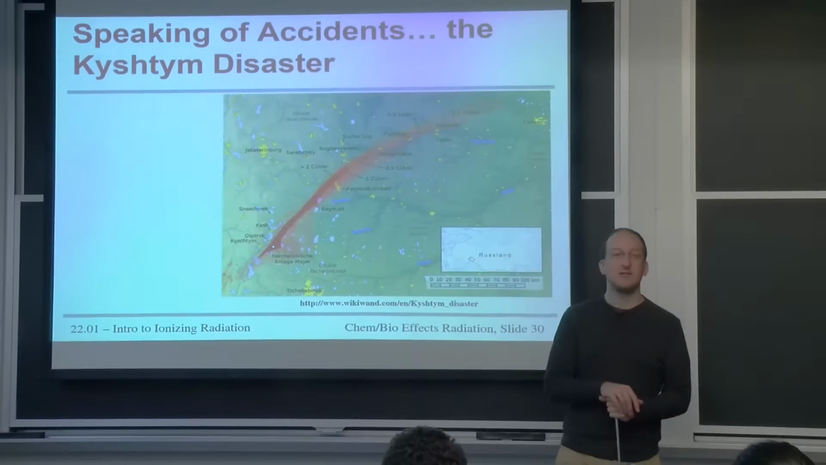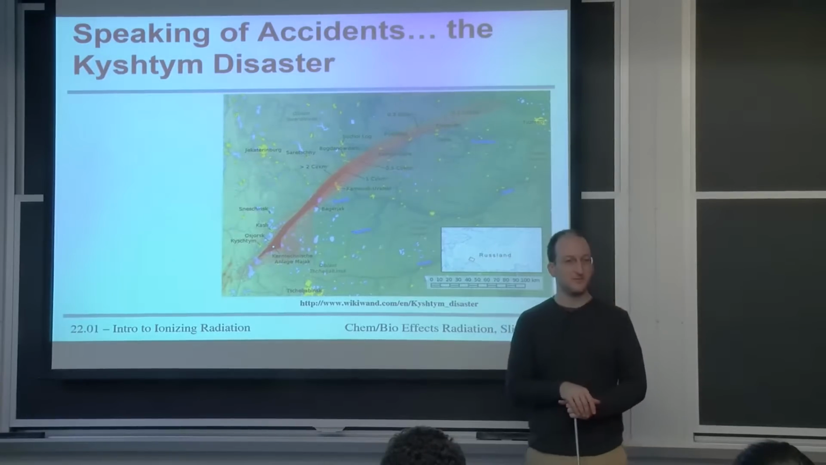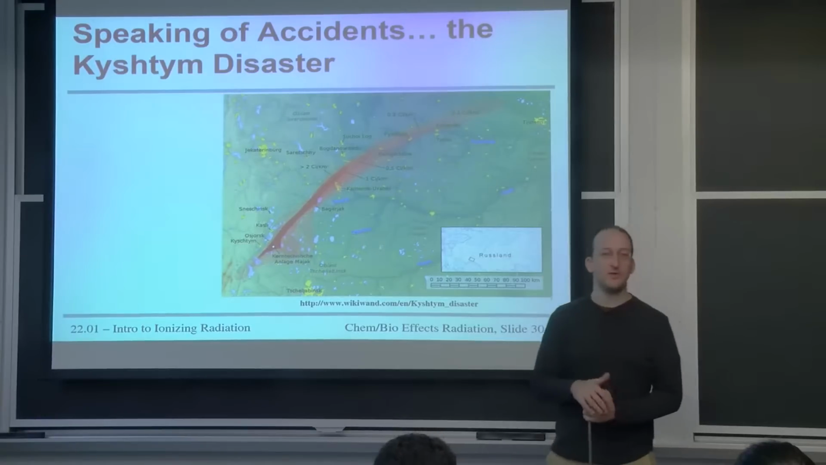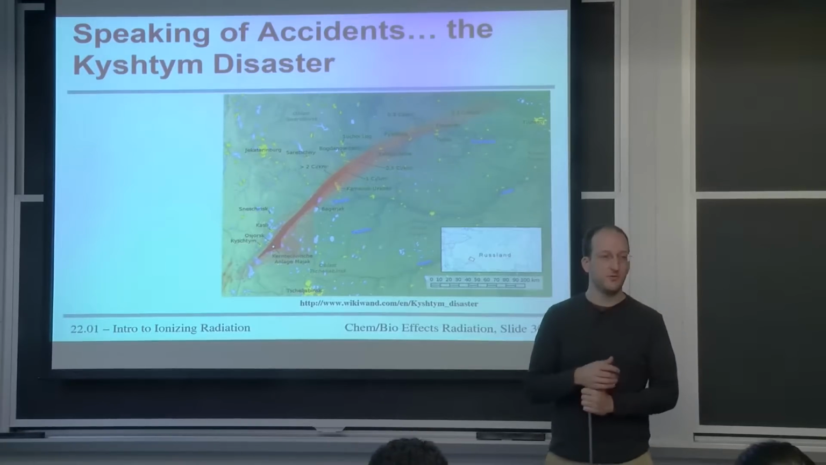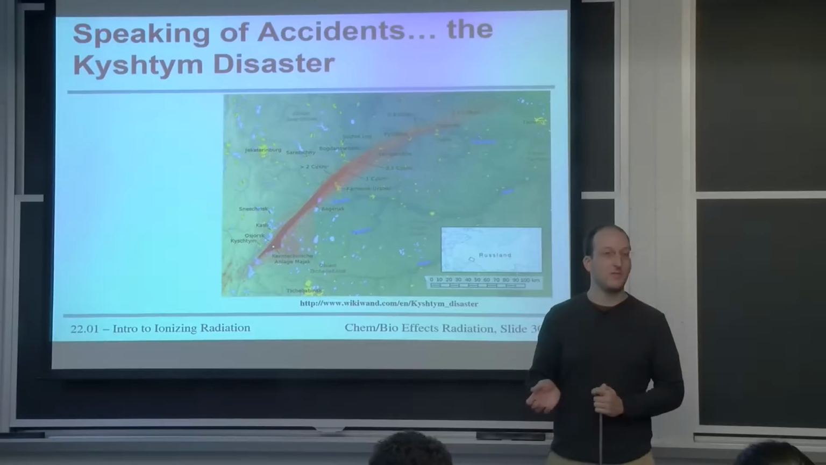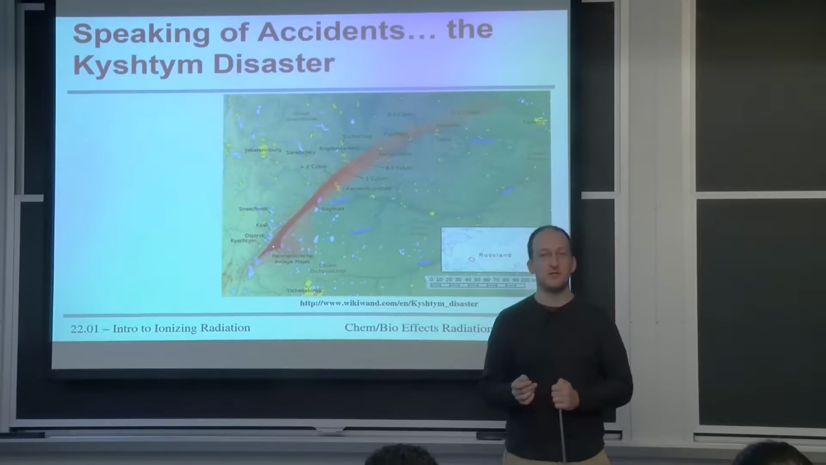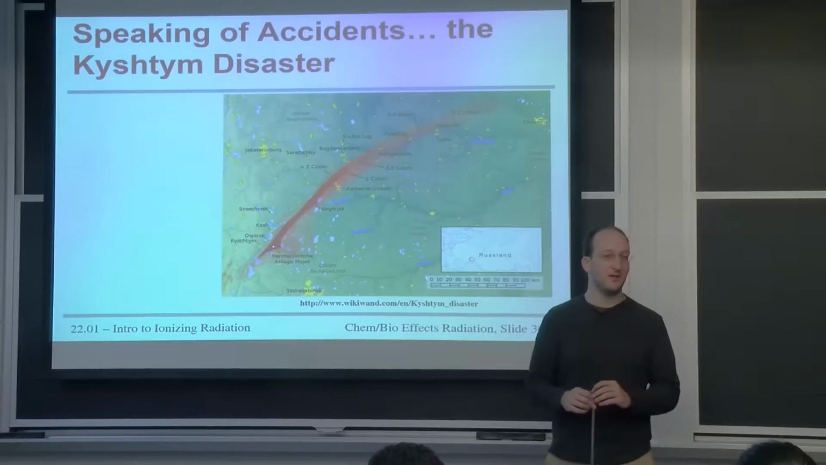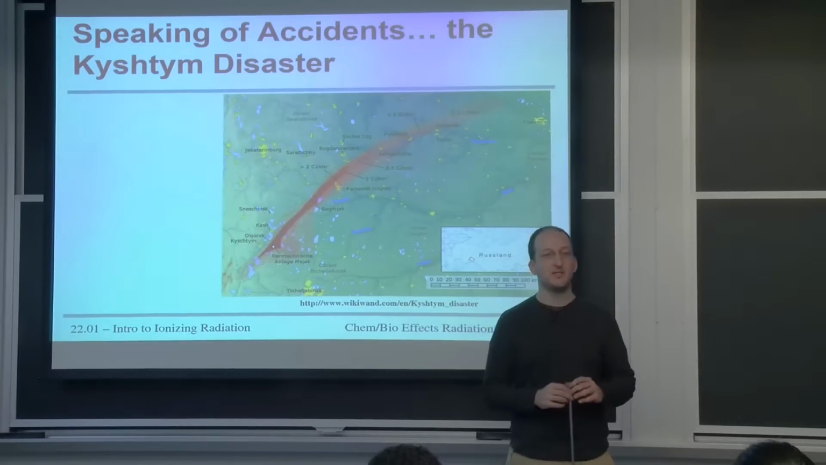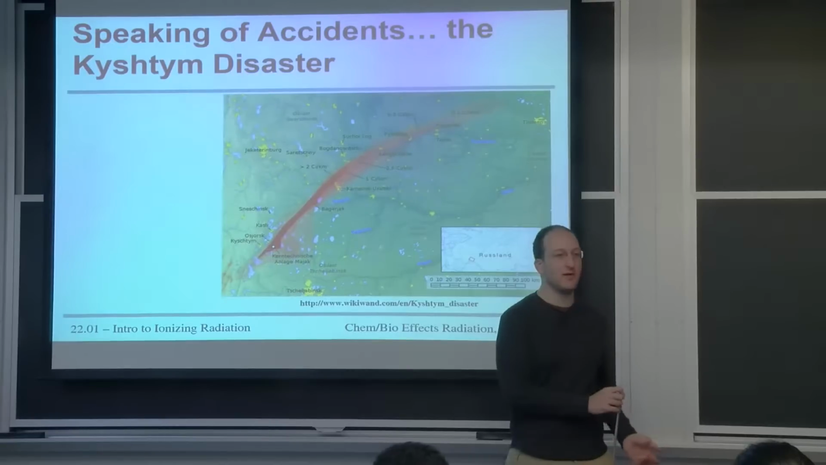And speaking of accidents, has anyone ever heard of the Kyshtym disaster? This is the third worst nuclear accident that we know of in history after Chernobyl and Fukushima, and worse than Three Mile Island, because Three Mile Island was an almost accident. There was some partial melting of the core. There was almost no release of radioactivity. And the definition of a nuclear accident in the public sense is release of radioactivity.